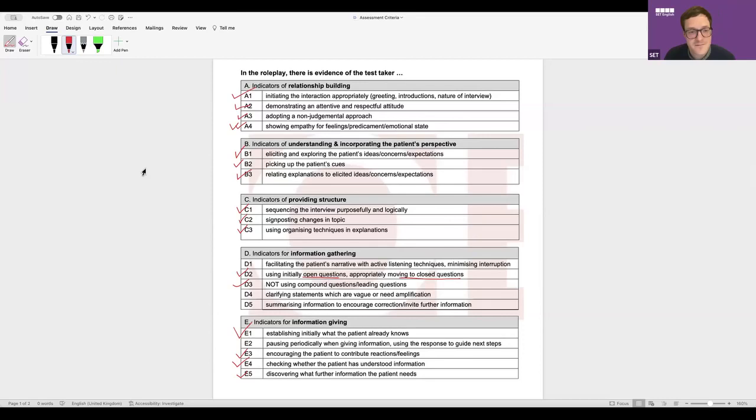Sure. Clarifying statements. Yeah, I agree. I missed that one. But thinking about it afterwards, that was definitely there, wasn't it? Yeah. I would also say D1 as well. I didn't mark that, I don't know why, but there were definitely active listening techniques. Yeah, definitely. Echoing. Yes, okay. That kind of thing.